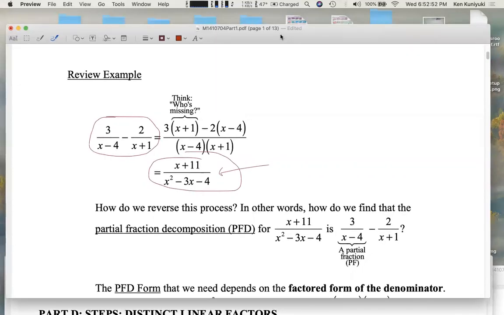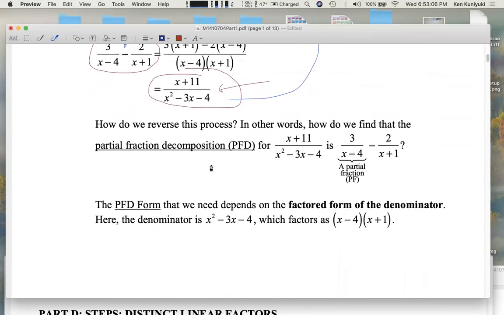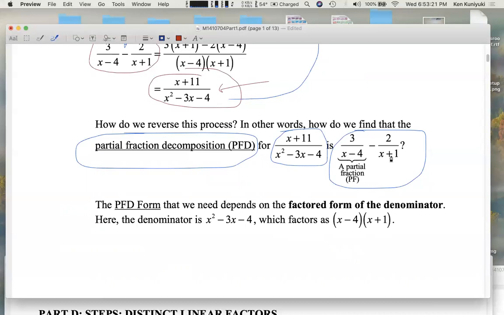Now, in this section, we're going to do the inverse problem, meaning we're going to start with the big ugly fraction and decompose it like so, as a sum and or difference of nice partial fractions. We're going to find the PFD, the partial fraction decomposition, for this big ugly fraction over here. And we're going to decompose it like so. A sum and or difference of partial fractions like these, which are easier to integrate in Calculus 2, Math 151.